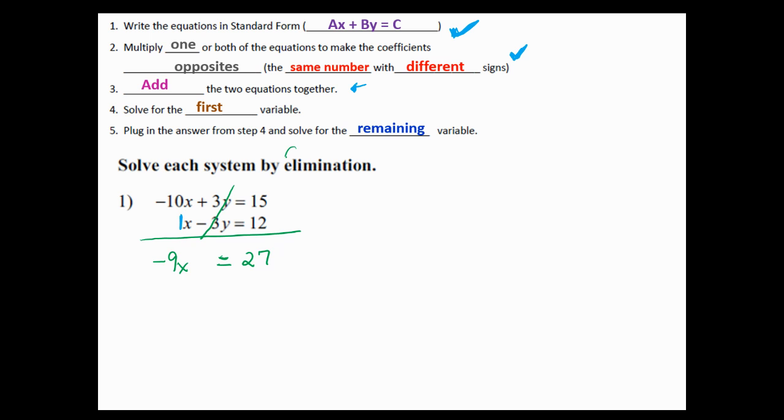Okay, so remember, we're solving this by elimination. Did we eliminate something? Yes, we eliminated the y variable. So right now, we're going to solve for the first variable. The first variable we're going to solve for is x. And so we're almost there. So we're going to divide by negative 9.